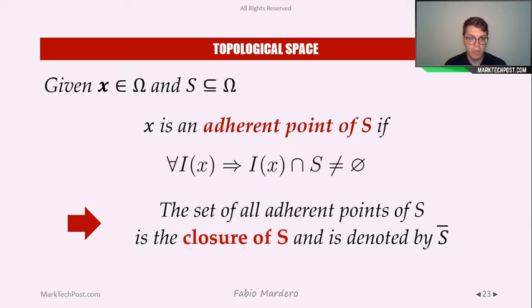We can do the same, but defining what an adherent point is. And we say that x is an adherent point of S if we take all possible neighborhoods of x, we will always find an intersection between the neighborhood and S that is non-empty.